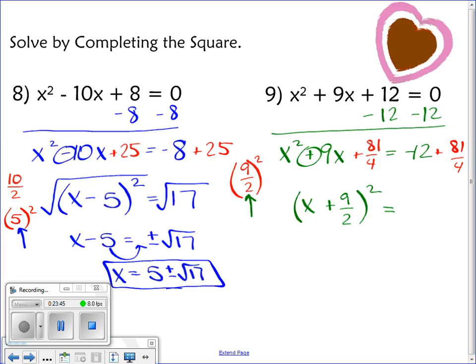Oh, I don't want a mixed number. You can hit second ABC and it'll switch it for you. I don't want a mixed number. There you go.